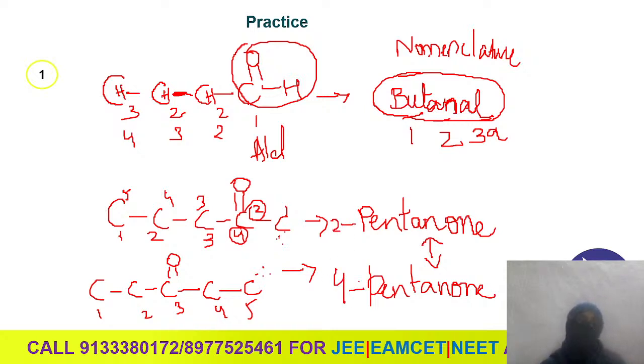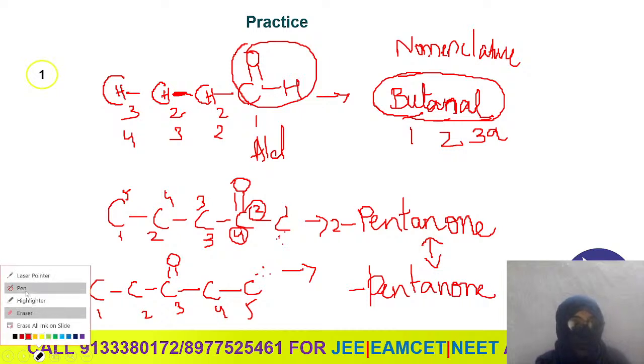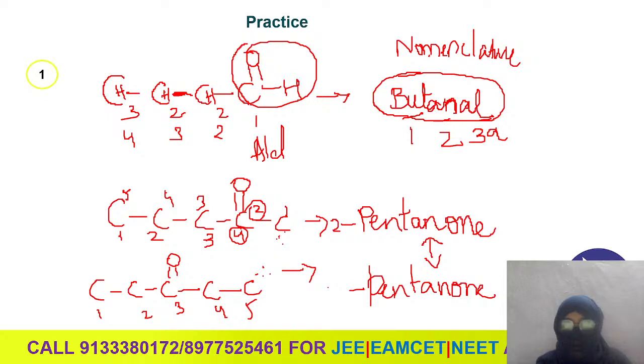I hope these two compounds are clear to you. In the above one, I wrote 2, then I wrote 3. Sorry, this is 3. I wrote 4. Sorry, this is 3. So this is 3-pentanone and 2-pentanone. I hope you are clear why I wrote the position. If you don't write the position, both compounds will have similar names, which is wrong. Hence, we specify the position: 2-pentanone and 3-pentanone.